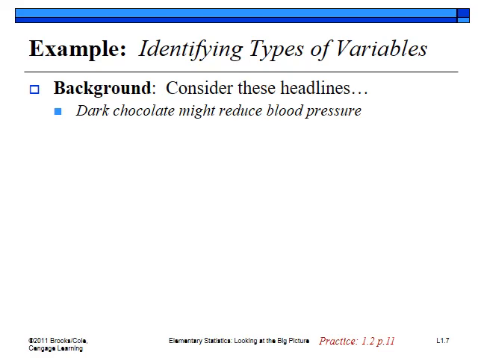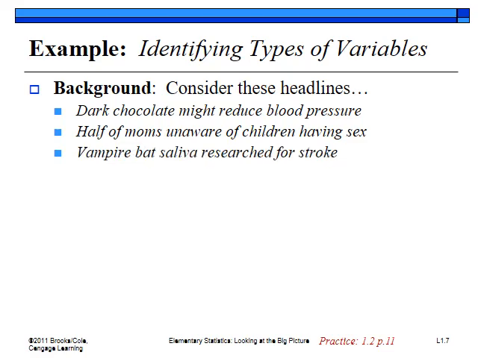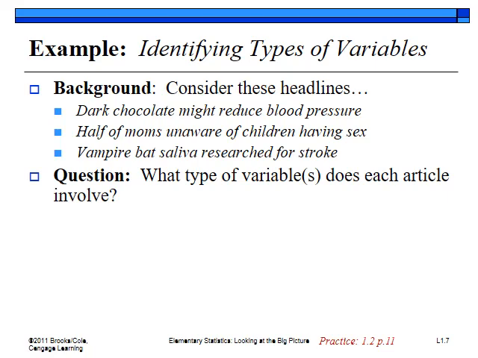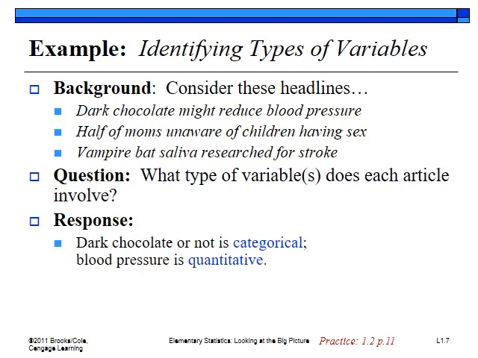Consider these headlines. Dark chocolate might reduce blood pressure. Half of moms unaware of children having sex. Vampire bat saliva researched for stroke. What types of variables does each article involve? Well, the first article would seem to indicate that if a person eats dark chocolate, their blood pressure might drop. Whether a person eats dark chocolate or not is a category. One's blood pressure is measured with a number, so dark chocolate or not is a categorical variable, blood pressure is a quantitative variable.